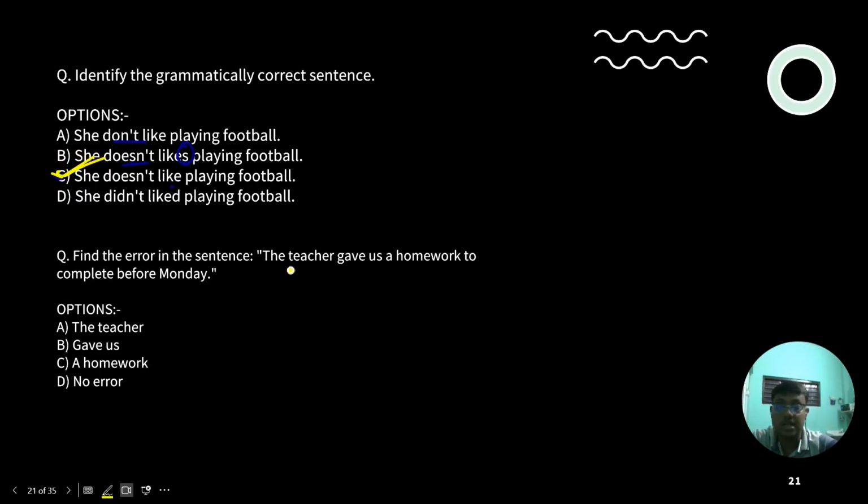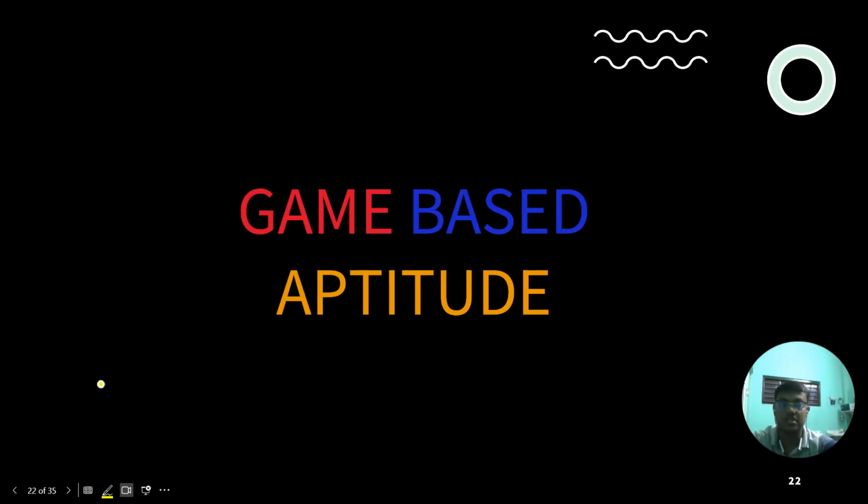Find the error in the sentence. The teacher gave us a homework to complete before Monday. So this portion, gave us a homework. So a homework cannot be correct because homework is uncountable, right? It is uncountable. Hence we can't use a here. So option C is the correct option here. Now let's move on to the next section.